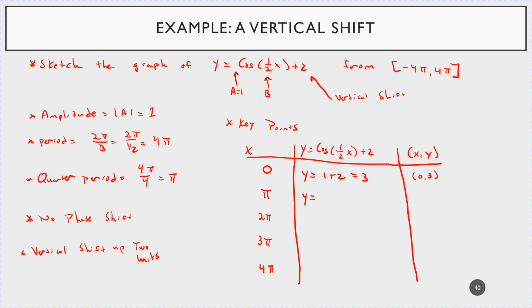Now when you plug in pi, cosine of pi over 2 is 0. So you have 0 plus 2 gets me 2. So my next test point is pi, 2. Here, 1/2, and then times 2 pi is just pi. And so cosine of pi is negative 1. And then don't forget you have this plus 2. So it's 1.